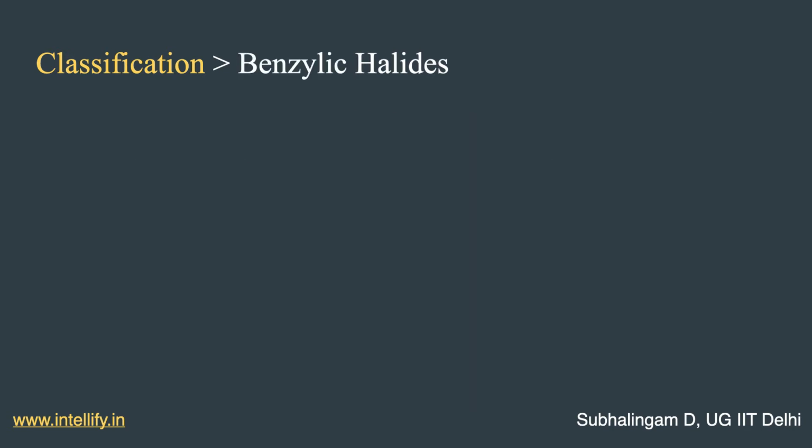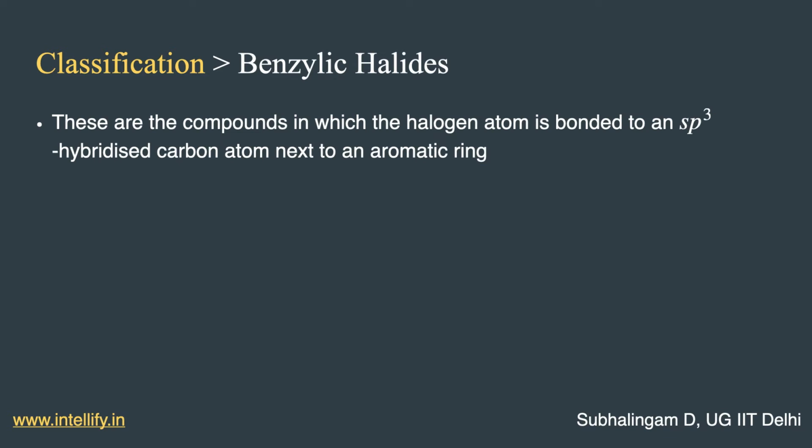Next, we have something called benzylic halides, where the halogen atom is attached to an sp3 hybridized carbon again, but this time the neighbor of this carbon is an aromatic ring. Let's take this example. The halogen X is attached to CH2, that is sp3 hybridized, and the neighbor of this carbon is a benzene ring, that is an aromatic ring. So we call this benzylic halides.